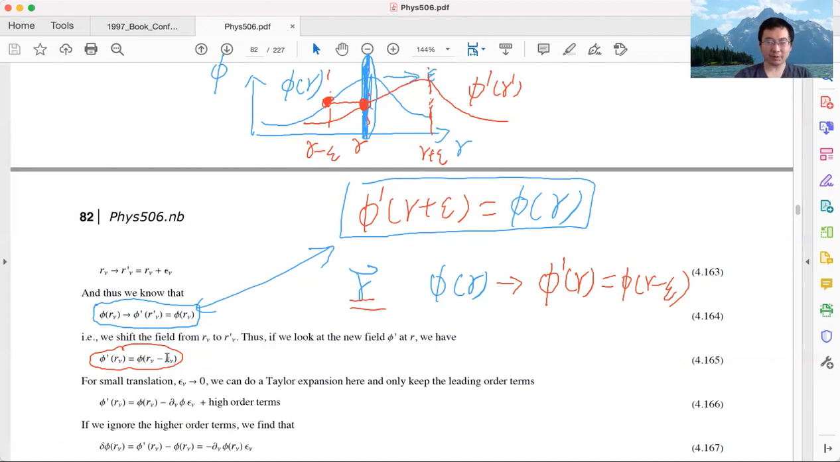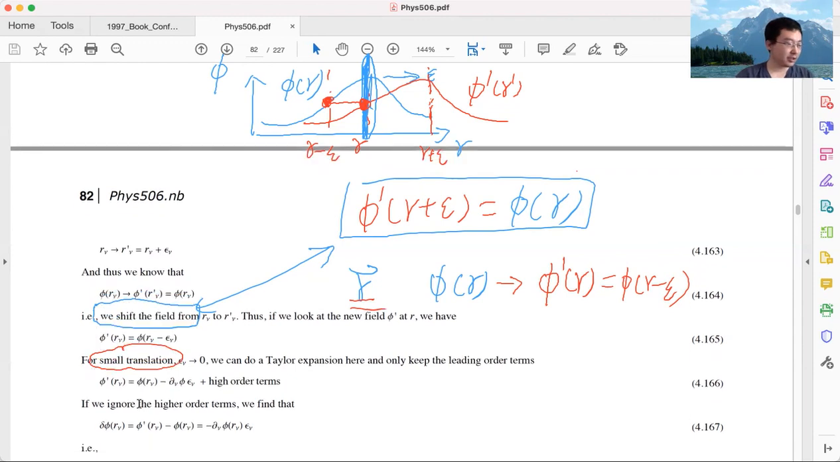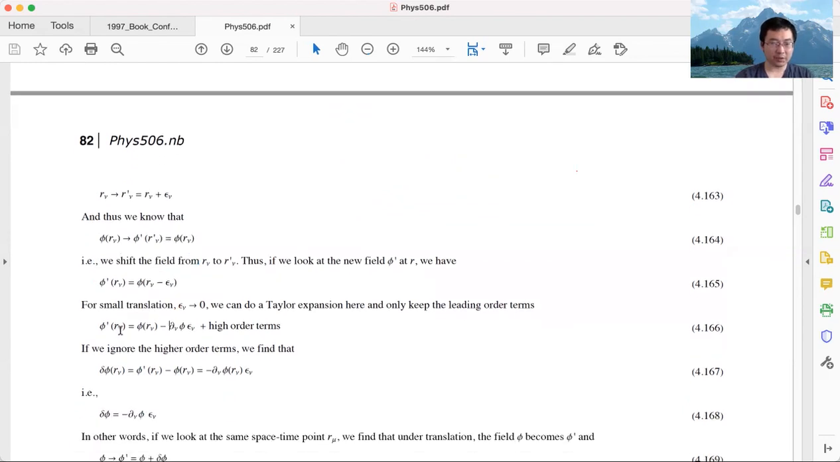Okay. If epsilon is small, we can write phi at r minus epsilon as a Taylor expansion, ignore higher order terms, and only keep the leading order term. In other words, after translation, if you look at the same space-time point, my function actually changes to my old function minus the spatial derivative times how much I shift my space. Okay, so there is a minus sign. That minus sign comes from this minus sign, and this minus sign is very important. This is how field phi changes. Okay? And in addition to field phi, we also need to know how the derivative of phi changes.